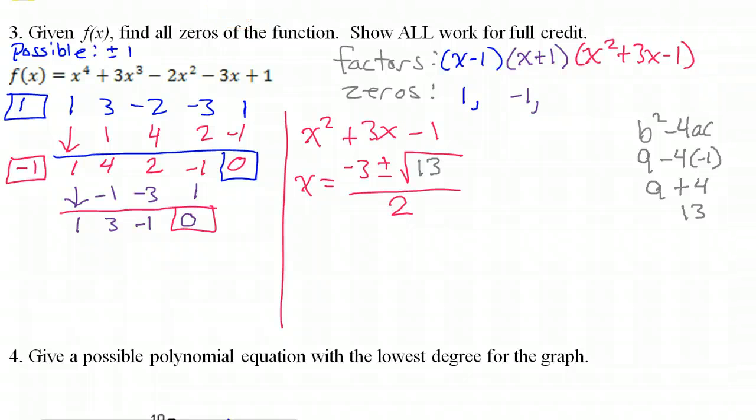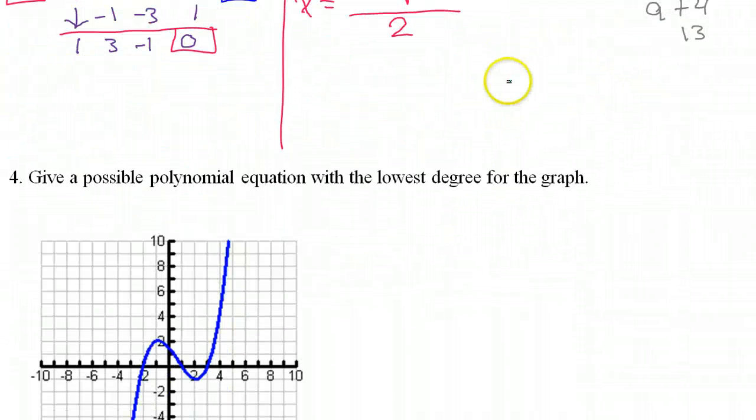So that means that my remaining zeros are ugly, but I will separate them by plus and minus. So I will have -3 plus radical 13 over 2, and I will have -3 minus radical 13 over 2. Alright, so there are the factors, and there are the zeros. Some ugly zeros. Let us move on.